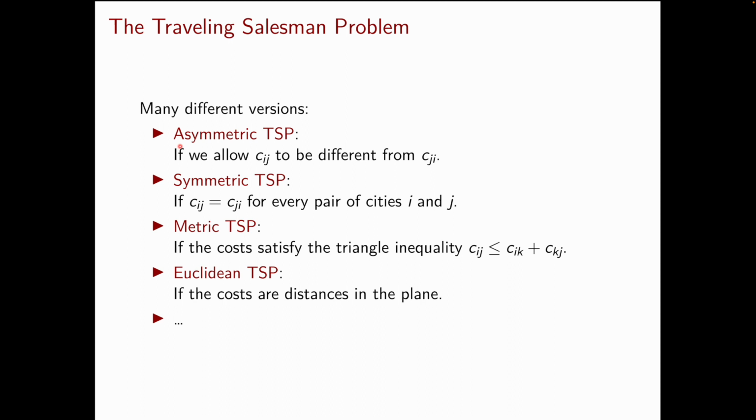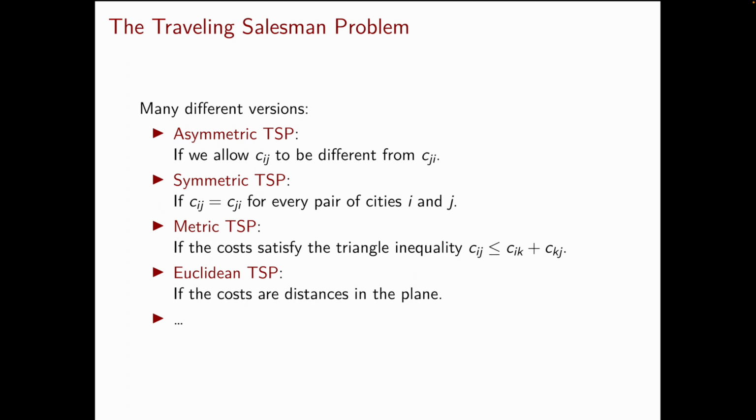The most general case is the asymmetric TSP, which is when we allow Cij to be different from Cji. On the other hand, if we have Cij equal to Cji for every pair of cities i and j, then we obtain the symmetric TSP. Another special case is the metric TSP, where we assume that the costs Cij satisfy the triangle inequality: Cij less than or equal to Cik plus Ckj for every three cities i, j, and k.